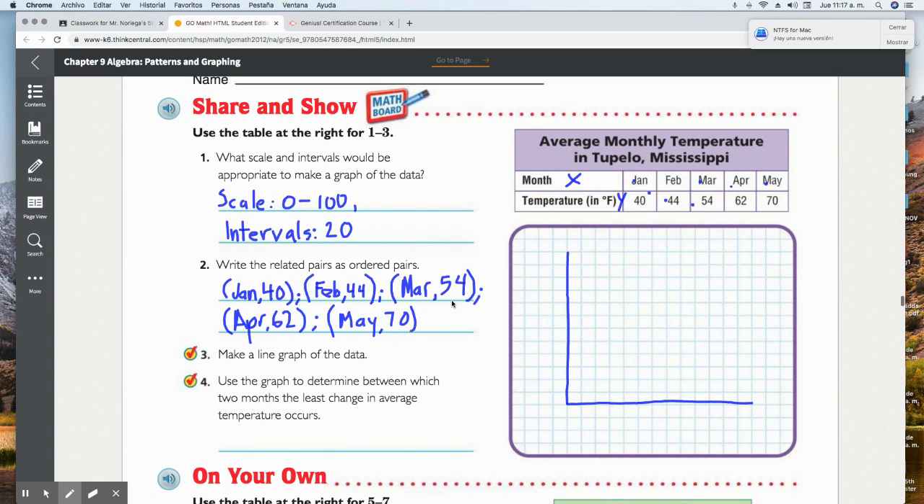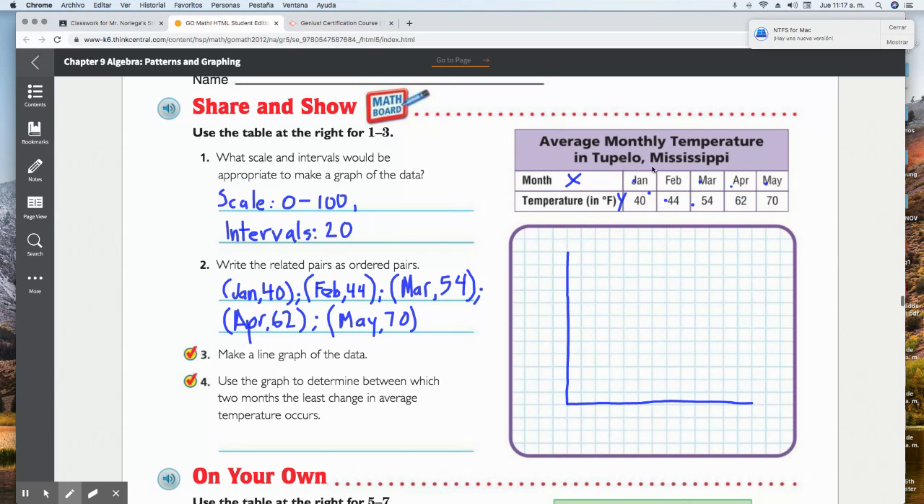These are the ordered pairs that we are going to use to plot the points in this coordinate grid so that we can create a line graph. Number 3, make a line graph of the data. Of course, we need a title for this line graph. So I'm just going to use the same here.